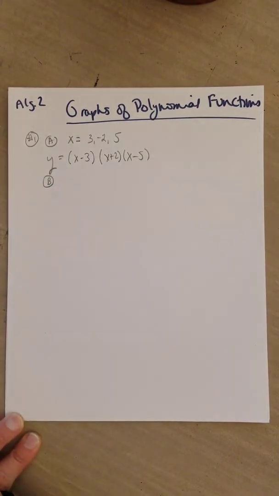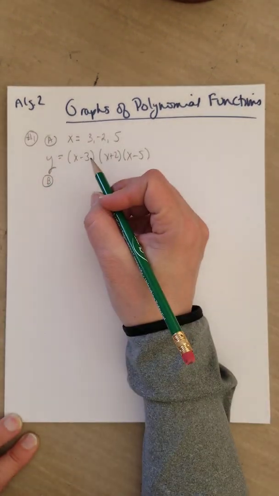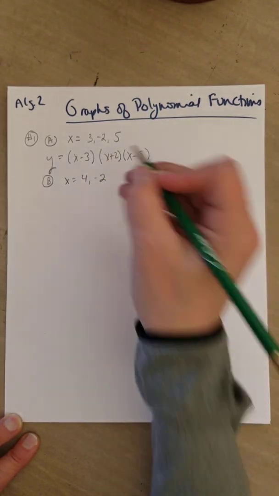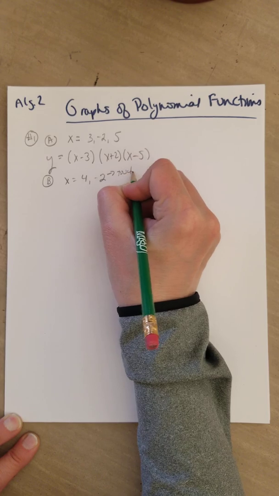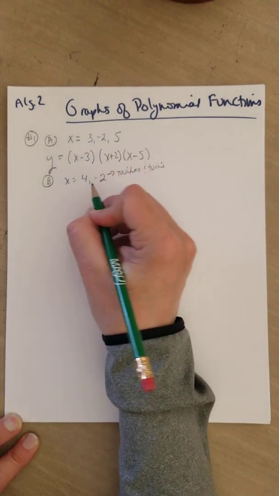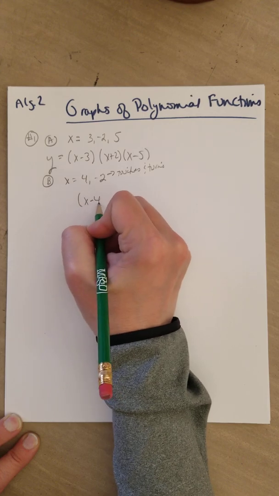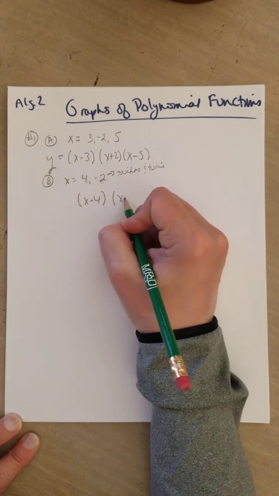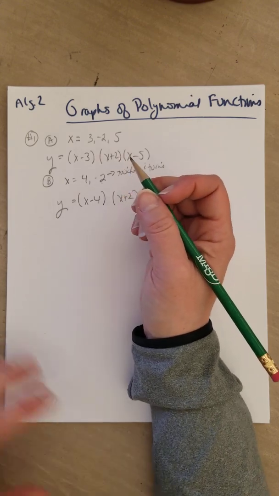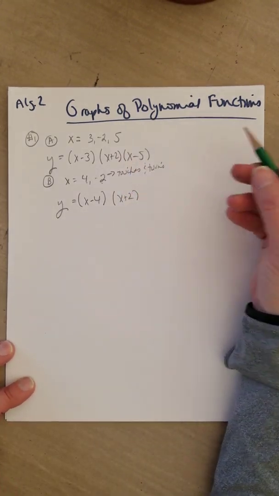Let's look at B. The zeros of the polynomial function are 4 and -2. At -2, it touches and turns. That's important. So what did this factor come from? The 4 came from a factor of x minus 4, and the -2 came from a factor of x plus 2. That equals y. Now, if it's going to touch and turn, it's almost like looking at a parabola.